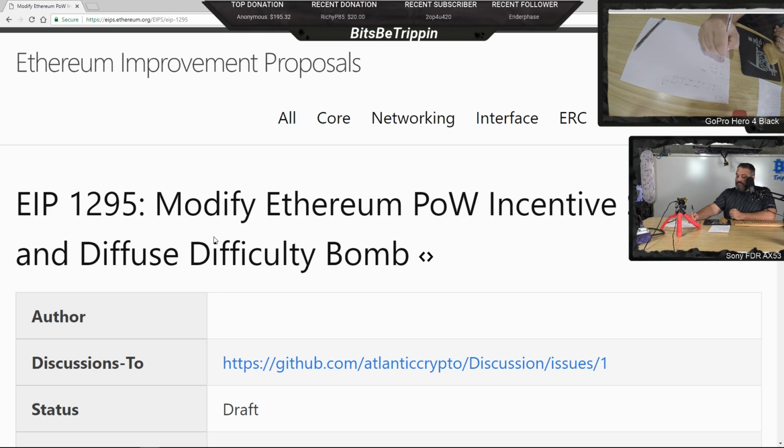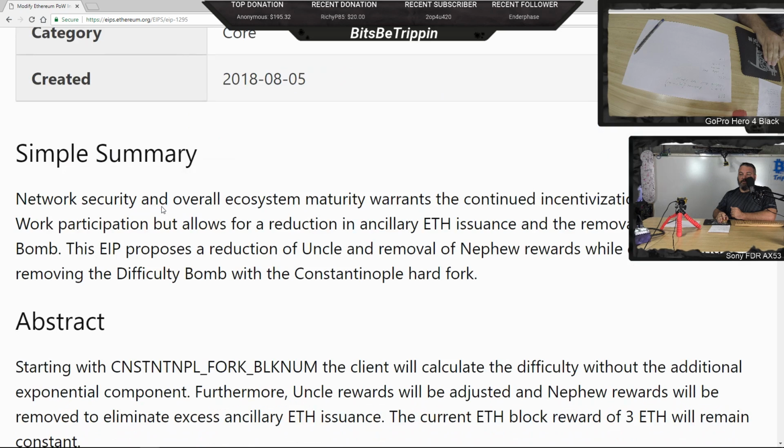EIP 1295: modify Ethereum proof of work incentive structure and diffuse the difficulty bomb. So we obviously know right out of the gate that this particular one is reducing the difficulty bomb, or delaying it. All these are delays. I don't think anybody's suggesting to take it out. I mean, it serves a function, but delaying it and continuously delaying it should be all.